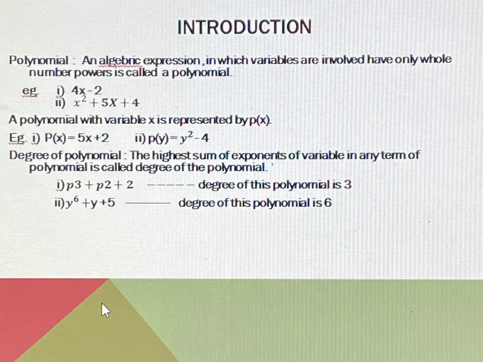Now, degree of a polynomial. The highest sum of exponents of a variable in any term of a polynomial is known as degree of the polynomial. You can see in the example, p cube plus p square plus 2 is a polynomial having variable p. Here, the highest degree of variable p is 3. Therefore, the degree of the polynomial is 3. In another example, the degree of the polynomial is 6 because the highest power of variable y is 6.